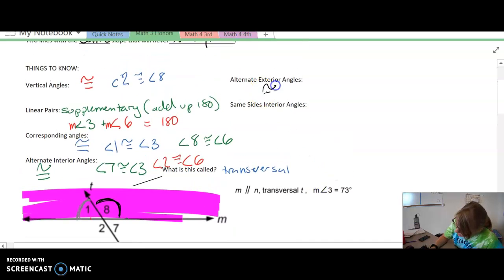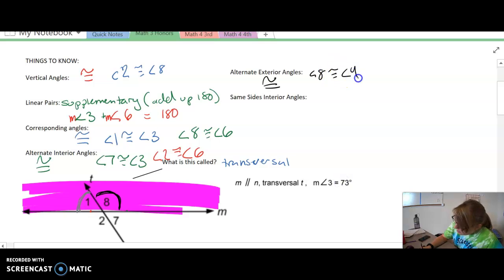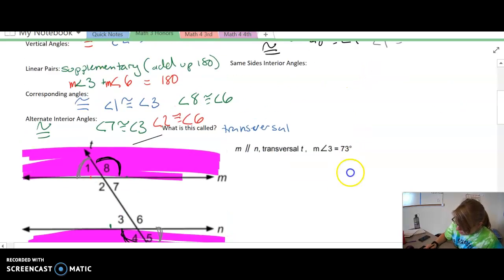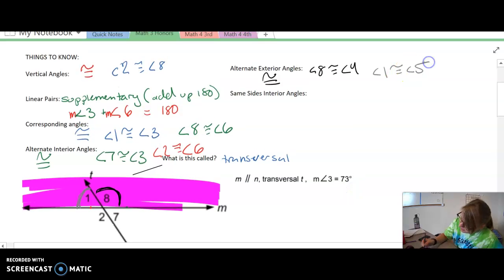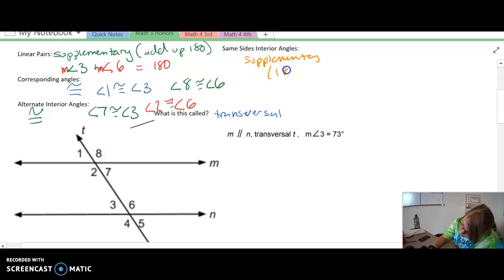So up here we can say alternate exteriors are going to be congruent angles, and my examples are angle 8 is congruent to angle 4, and then my other example is that angle 1 is congruent to angle 5. Alright, so the next one we have is same side interior angles. The important thing to note is that these are supplementary. They are not congruent, they are supplementary, so we have to remember they add up to 180 degrees.